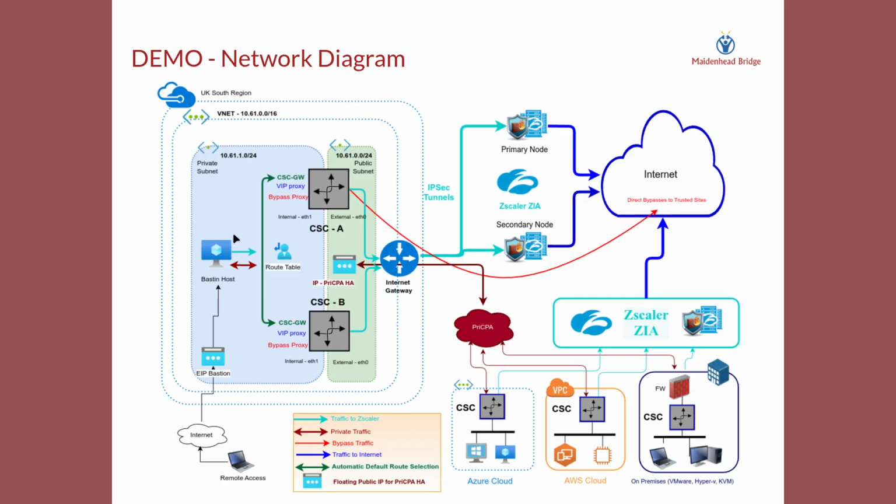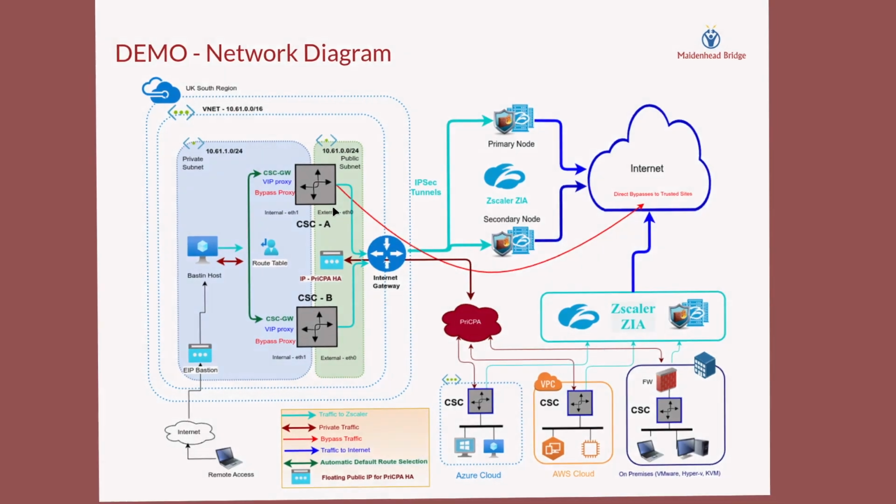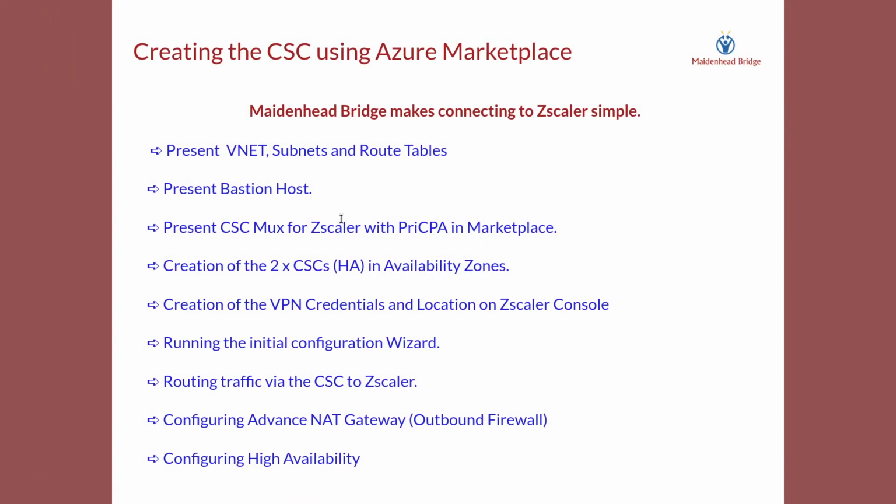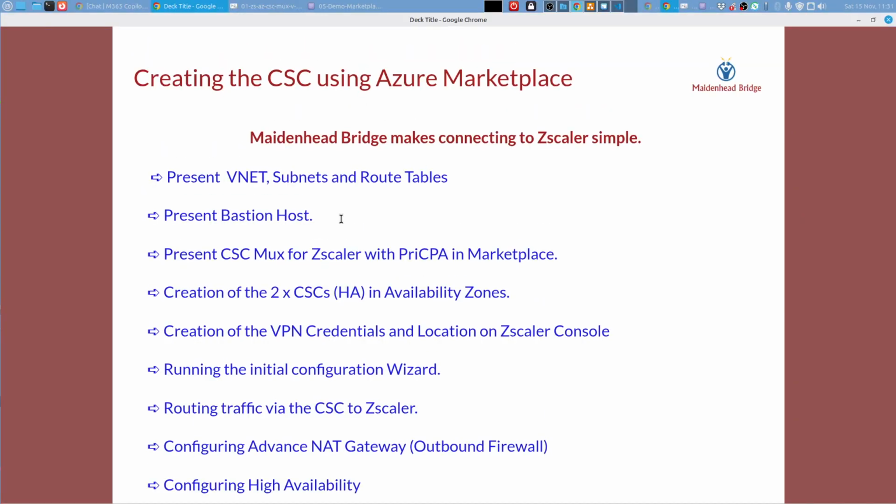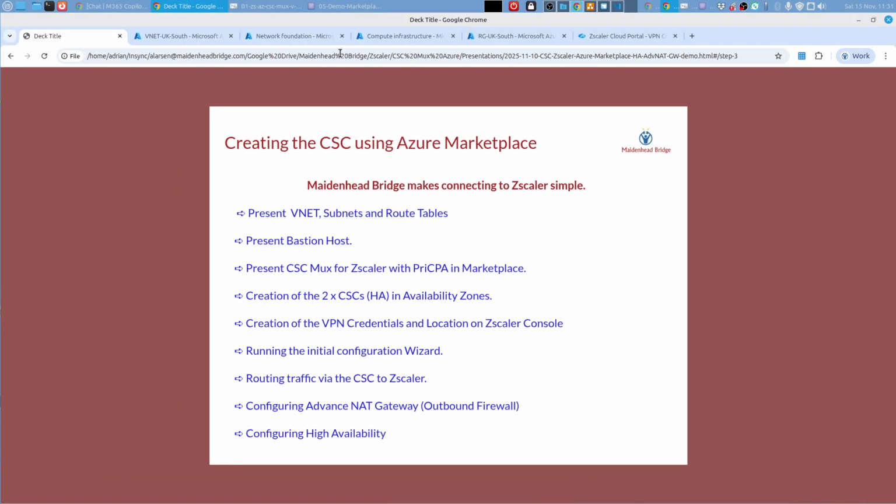In this demonstration, I will deploy these two. I have a Bastion host in my VNet in this private subnet, and I'm accessing the Bastion host via public IP to do the initial configuration of the connector. And after, we're going to create a default route via the connector and show how availability works. Let's get hands-on. First things first, let's take a look at the VNet, subnets and route tables.